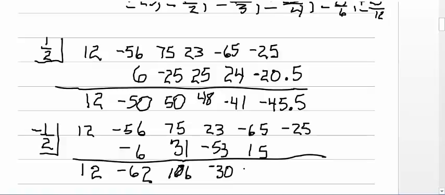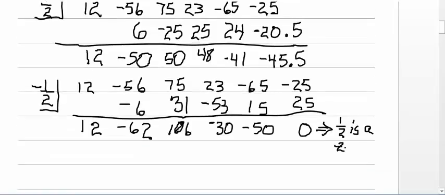Negative 1/2 times negative 30 is 15. I get negative 50. That times negative 1/2 is 25. The remainder is 0. So negative 1/2 is a 0. So I know the multiplicity is even. So the multiplicity, since this is a 5th degree polynomial, is either 2 or 4.